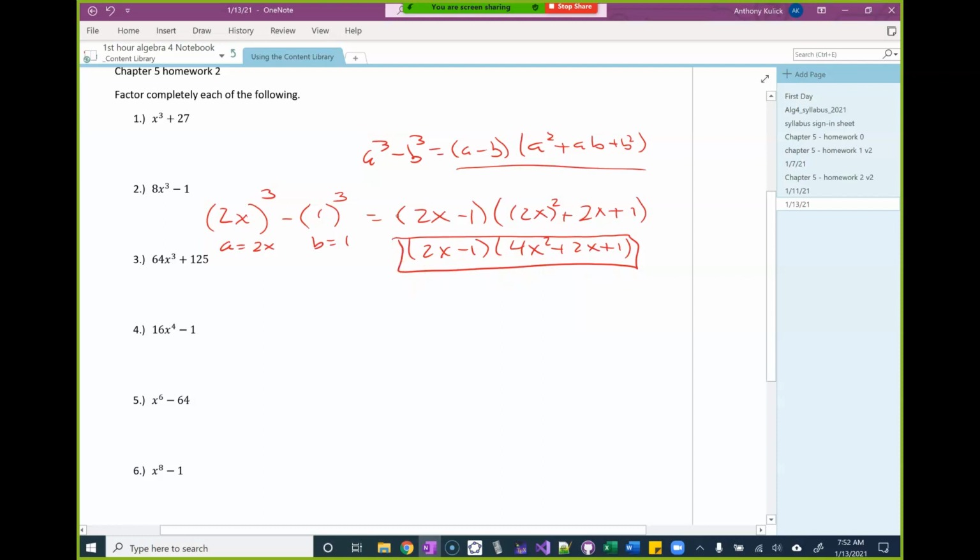And then I can tell this will be my final answer, because the 2x minus 1 part is linear, right? Its degree is 1. So I know there's nothing more I can do with that piece, even though it's 2 terms. And as we had mentioned last time, the trinomial part from a sum or difference of 2 cubes is never going to be factorable for us. So I know I don't have to worry about that part, and I'd be finished.